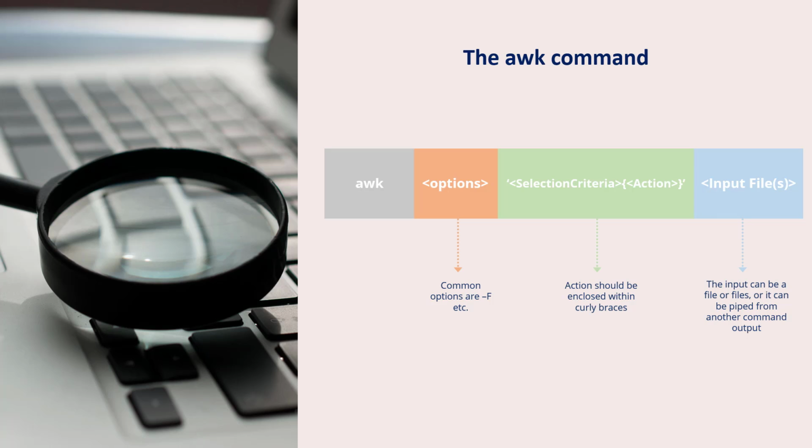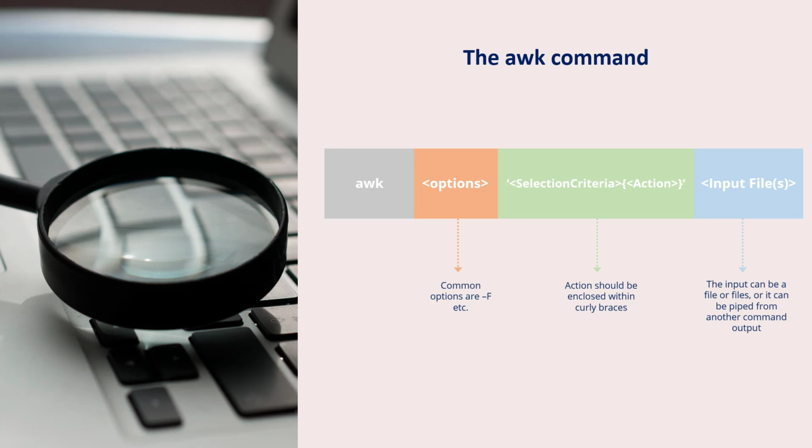First we have the command itself, awk. Then we have the options. A very common option that we use is -F. Next we have the selection criteria and the action written together enclosed in a pair of single quotes.